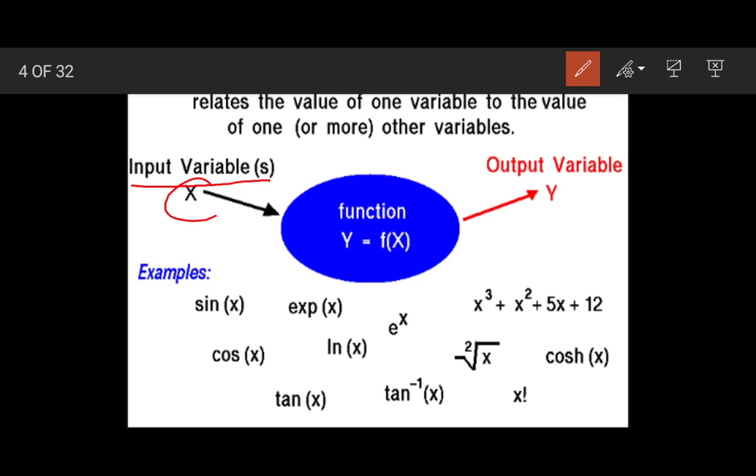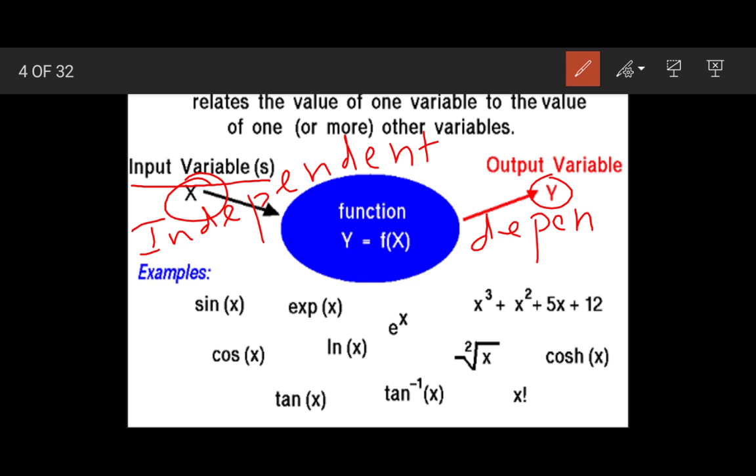Input variable means X, or independent variable, right? X is an independent variable. Then the output variable is Y. Okay, what is Y? Y is a dependent variable. X is an independent variable whereas Y is a dependent variable.